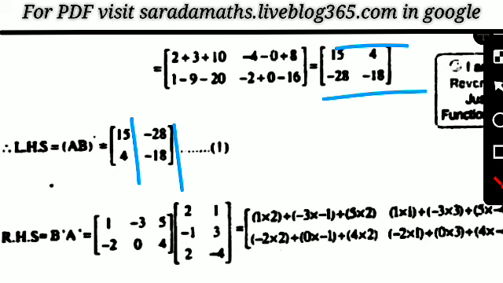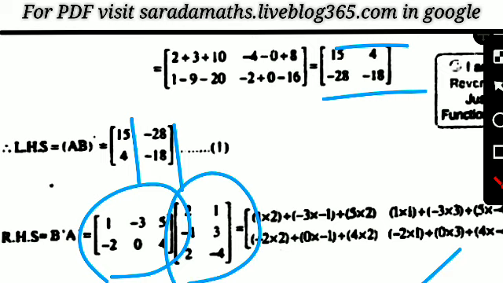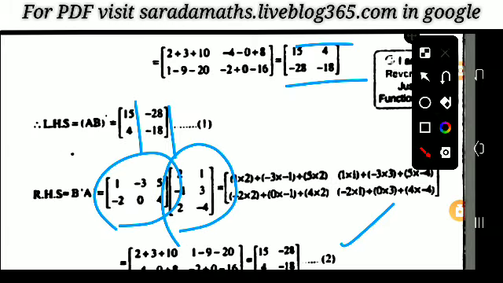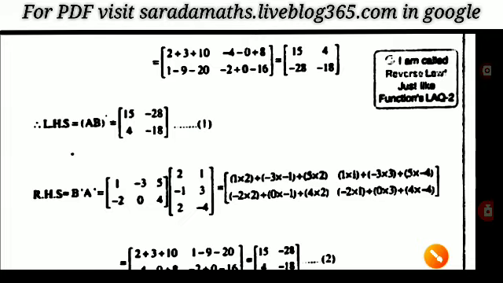And what is the RHS? B dash into A dash. B dash is the transpose of the B matrix, A dash is the transpose of the A matrix. Now multiplying the two matrices, see the answers: 15 minus 28, 4 minus 18. Therefore LHS is equal to RHS. That's all. This is the answer.